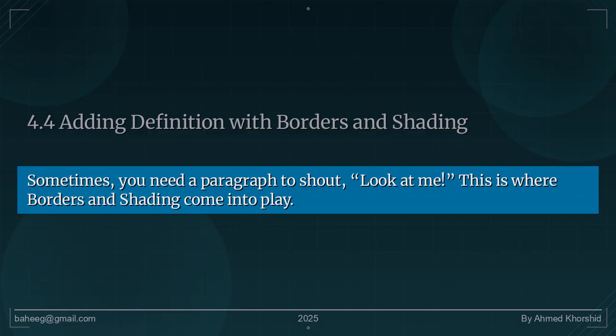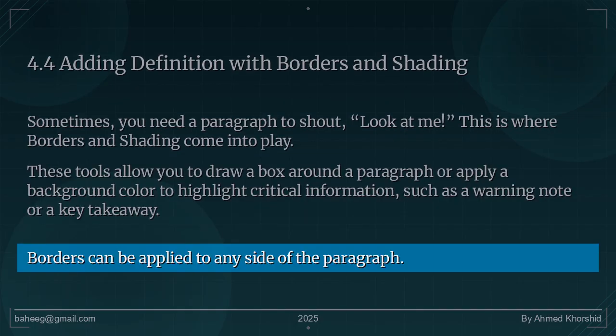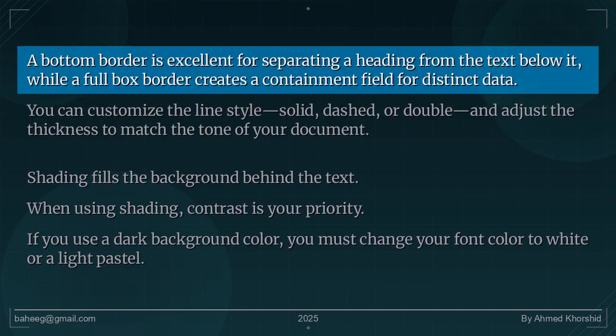Sometimes, you need a paragraph to shout, "Look at me!" This is where borders and shading come into play. These tools allow you to draw a box around a paragraph or apply a background color to highlight critical information, such as a warning note or a key takeaway. Borders can be applied to any side of the paragraph. A bottom border is excellent for separating a heading from the text below it, while a full box border creates a containment field for distinct data.